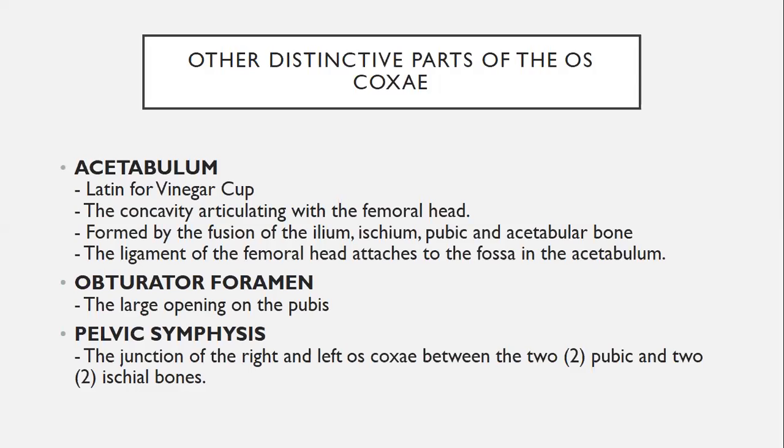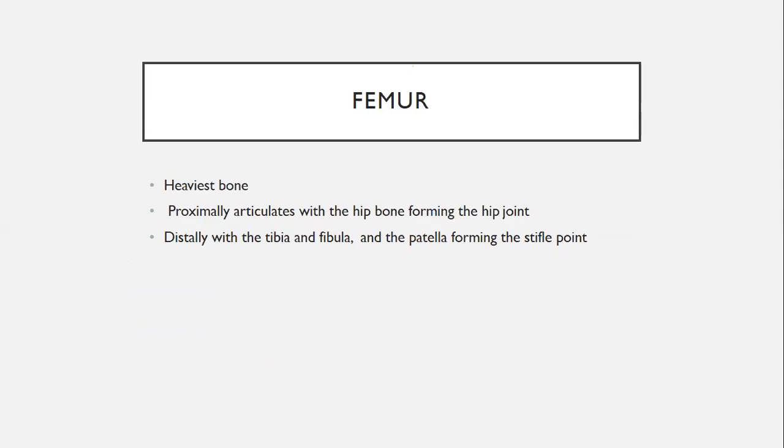Obturator foramen, the large opening on the pubis, and pelvic symphysis, the junction where the left and right os coxae meet. It has two parts, the pubic and the ischiatic symphysis.